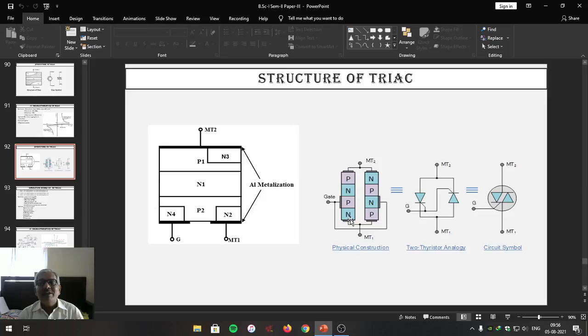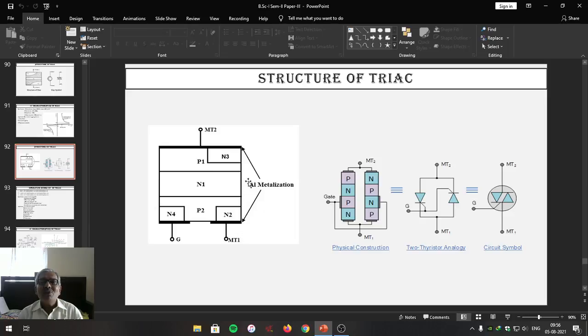Means PN, PN. Along with the gate supply, whatever you connect is used to control the current through MT2. Under this condition, if you increase the supply voltage to the breakover voltage, naturally current will start flowing through MT2 by firing that particular SCR.